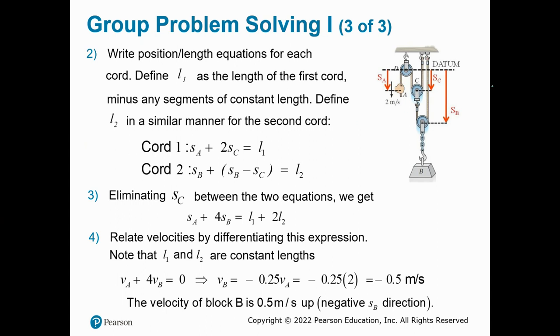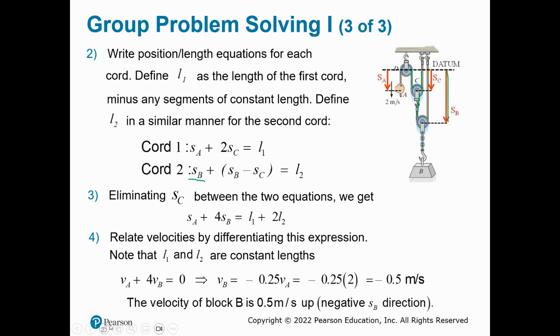write our first equation. The first equation is going to say SA, which is a changing variable. It changes depending on where I'm pulling on the left end of the cable. So SA plus 2SC, SC number 1, SC number 2. SA plus 2SC equals the total length L1. And then cable number 2 has your SB, going from here to here. There's my SB plus this portion.